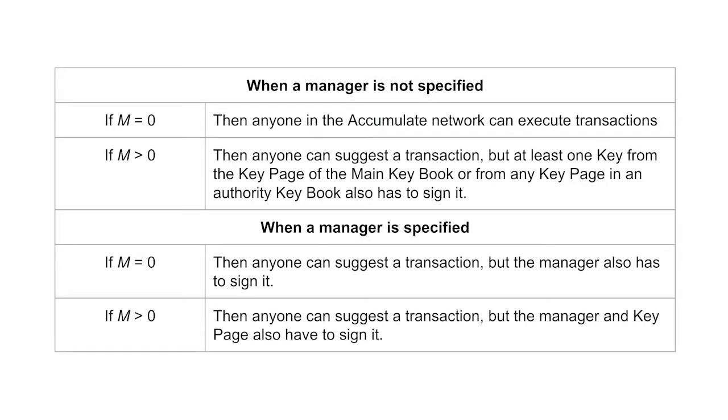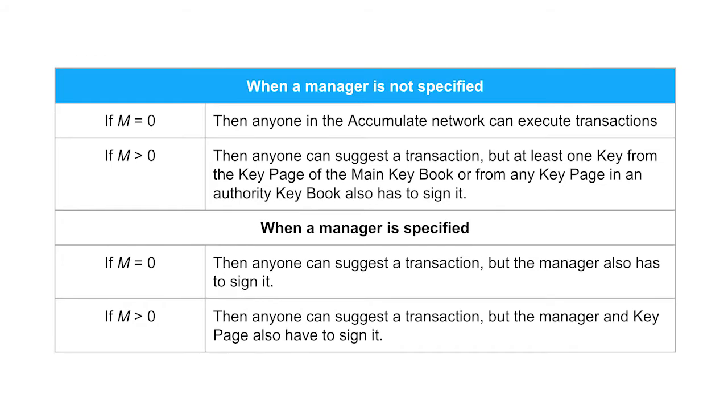When a manager is not specified by an ADI and M equals 0, then anyone could theoretically execute transactions within your account. There wouldn't be too many applications for this kind of authorization scheme, but you could imagine a scenario where multiple people openly collaborate on a document using only data transactions. Because all transactions incur at least some fee, a bad actor wouldn't have the incentive to spam your group.